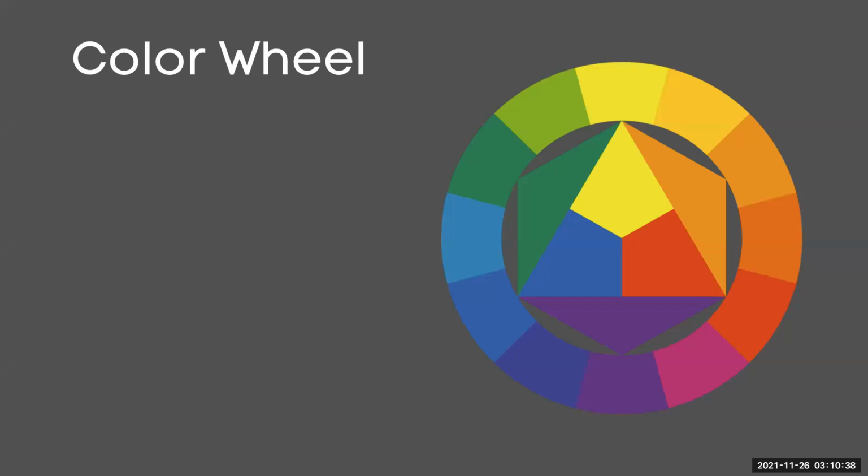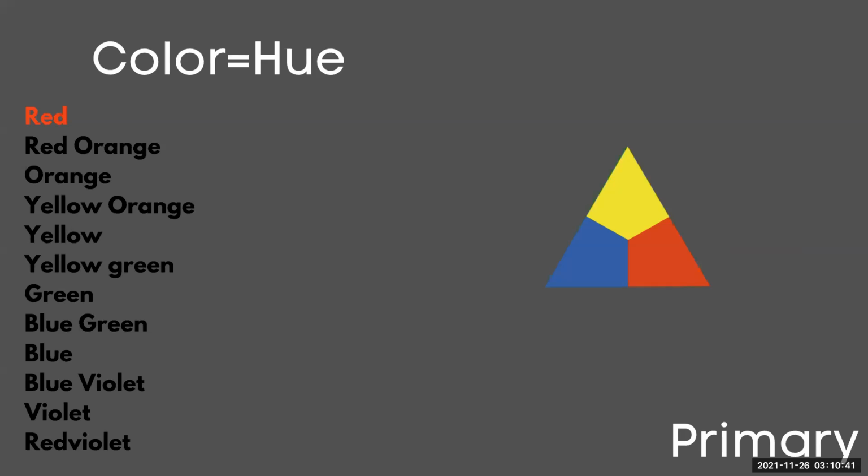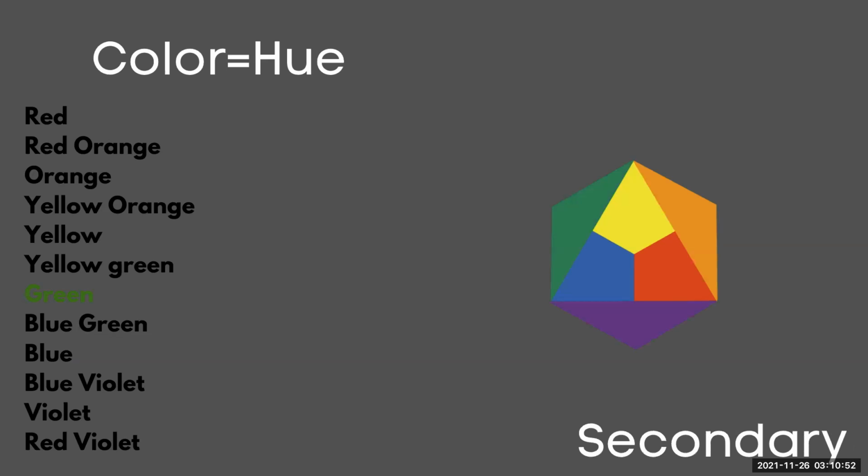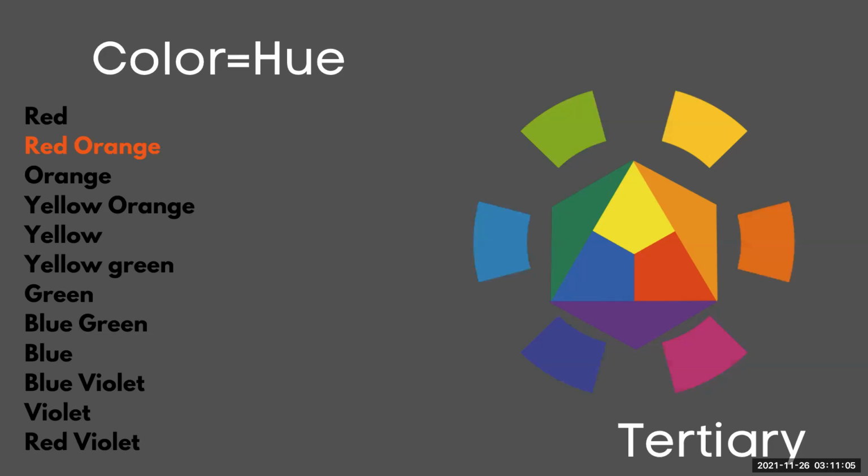Let's take a look at the color wheel. As I mentioned earlier, within the color wheel, there are three primary colors, and they include red, yellow, and blue. Those are our primary colors. Our secondary colors are green, orange, and violet. So when I use the word color, I might also use the word hue, but I'm referring to the same idea. Now there are tertiary colors, and tertiary colors are red-orange, yellow-orange, yellow-green, blue-green, blue-violet, and red-violet.